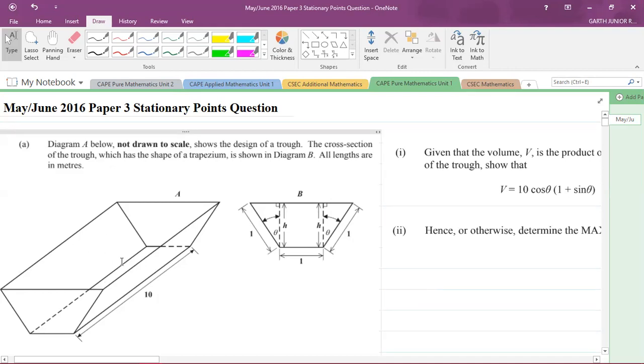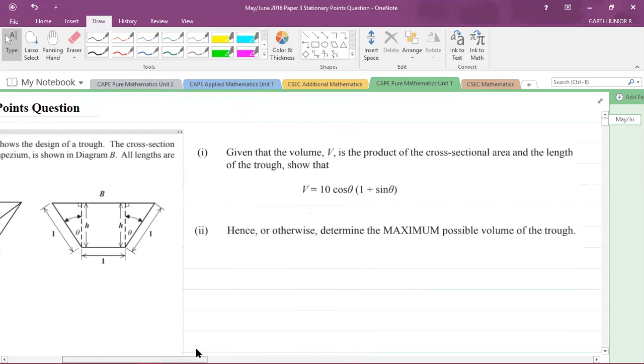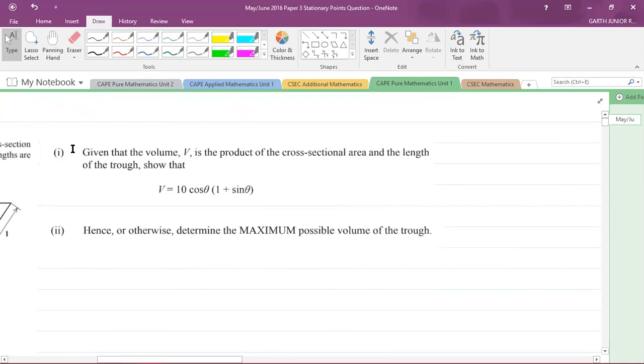This is the diagram A they're talking about. It's not drawn to scale, and it shows the design of a trough. The cross section of the trough, which has the shape of a trapezium, is shown in diagram B. This is diagram B here, and it says all lengths are in meters.